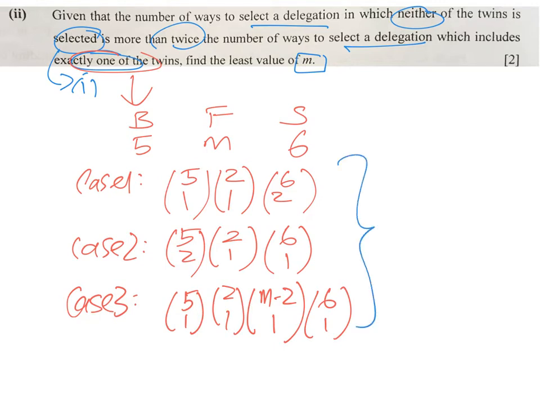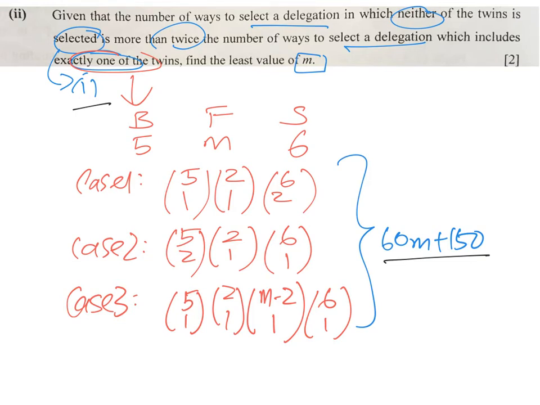Adding up the 3 cases, you will get a value of 60m plus 150. Okay, now we can link this back to the question and try to relate to the answer that we have in part 1. So the question says that the answer in part 1, where neither of the twins is selected for the delegation, is more than twice the number of ways to select that includes exactly one of the twins.